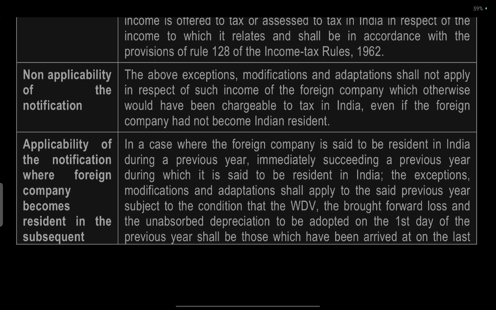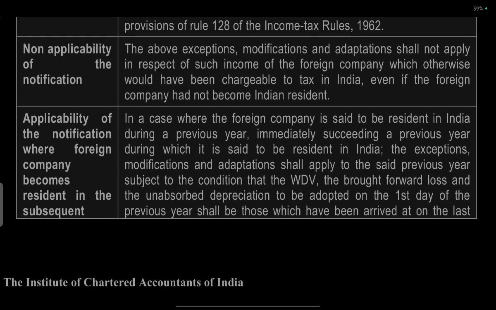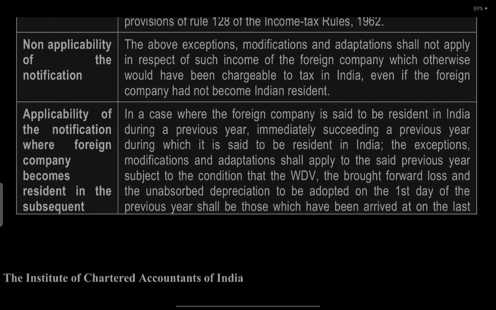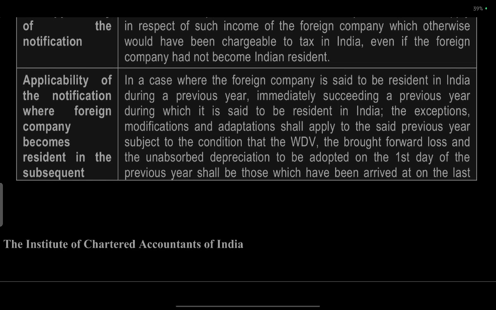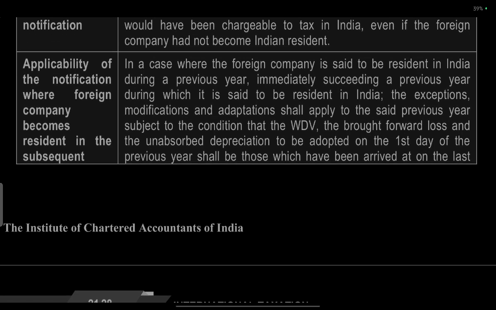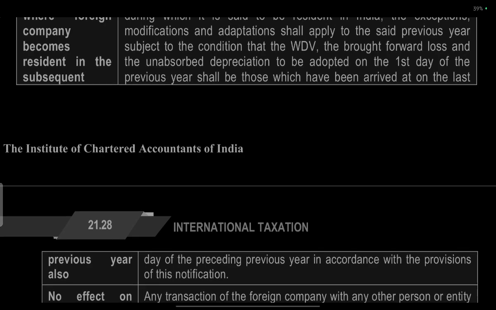Non-applicability of notification. The above exemption, modification, adaptation shall not apply in respect of such income of the foreign company which otherwise would have been chargeable to tax in India even if the foreign company had not become an Indian resident. So that is income of the foreign company which otherwise would have been chargeable to tax in India even if the foreign company is not resident.